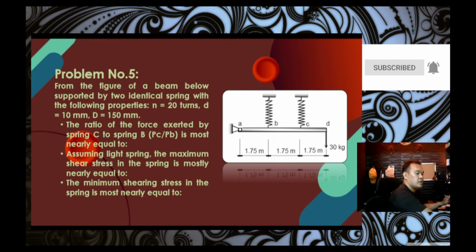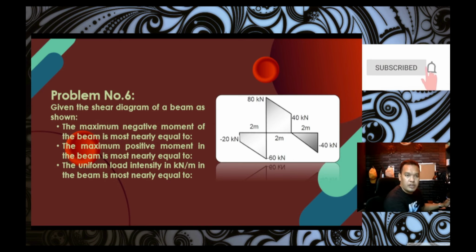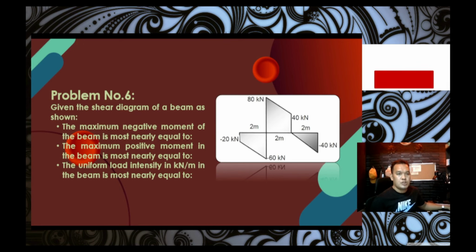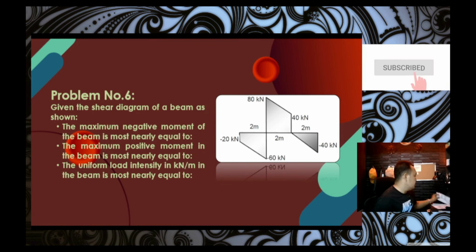Okay. Next is the next problem. Given the shear diagram of a beam as shown, find the maximum negative moment of the beam, find the maximum positive moment of the beam, and find the uniform load intensity in kilonewton per meter of our beam. Okay? Let me raise the problem.